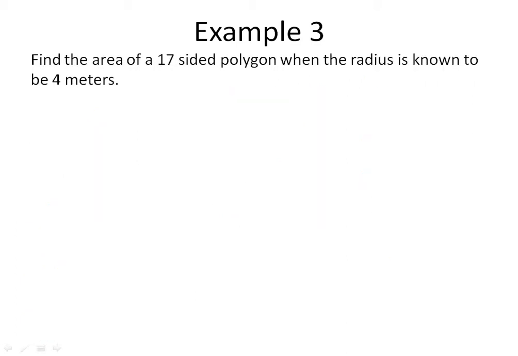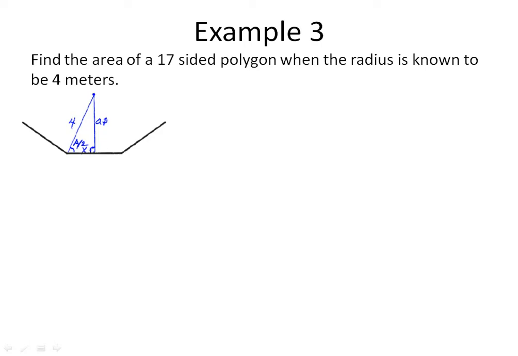Okay, example 3. They want us to find the area of a 17-sided polygon when the radius is known to be 4 meters. Okay, so this is the other option. The first one, notice they gave us the side length of the polygon. The second one, they gave us the length of the apothem. This time they gave us the length of the radius. So those are the 3 basic ways that you're going to end up with this situation.